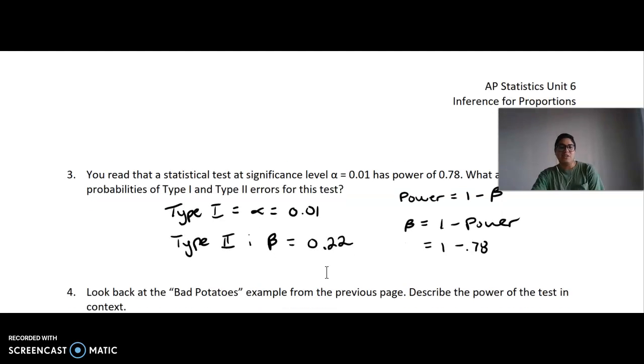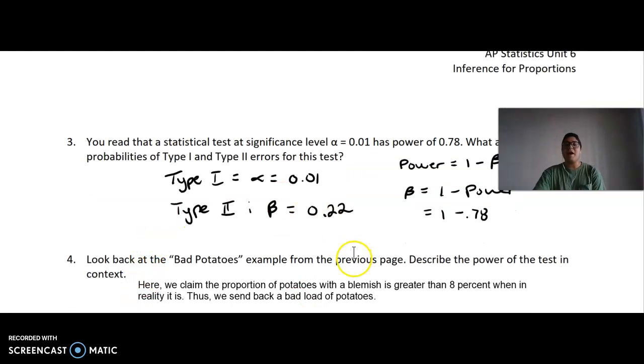And then lastly, if I were to look back at our bad potatoes, the power is when we reject the false claim. So here we claim that the proportion of potatoes with a blemish is greater than 8%, when in reality it actually is. So we catch the error, and we're going to send back a bad load of potatoes, and we're going to do it the right way. But that's just a little bit more on types of errors and the power of the test.